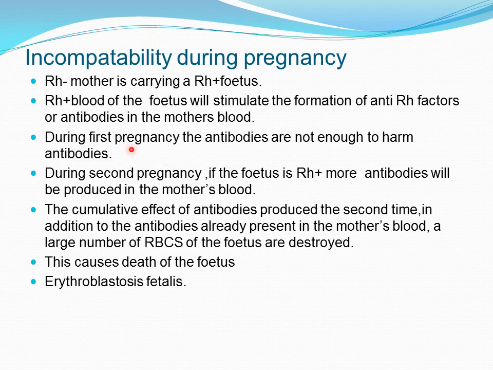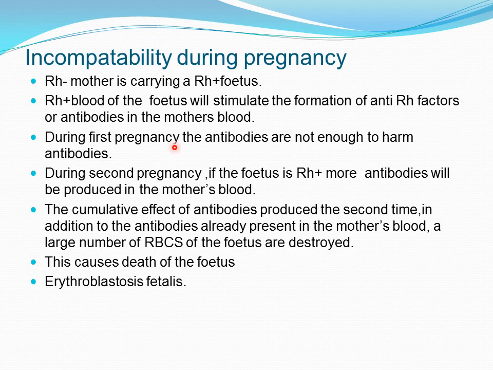Now during the first pregnancy, what will happen? The antibodies are not enough. They are not produced in such amounts that they can harm the fetus, because, as we have already studied in the reproductive system, through the placenta only a little amount of antibodies passes to the fetus to destroy it.